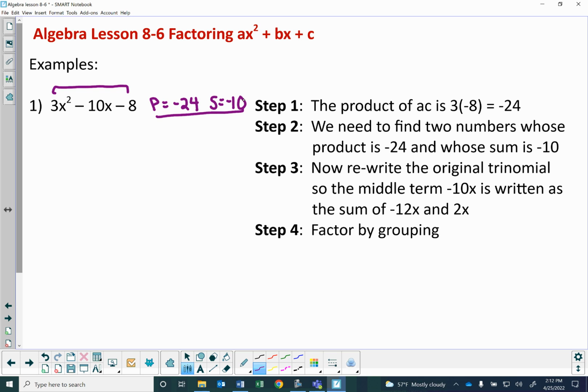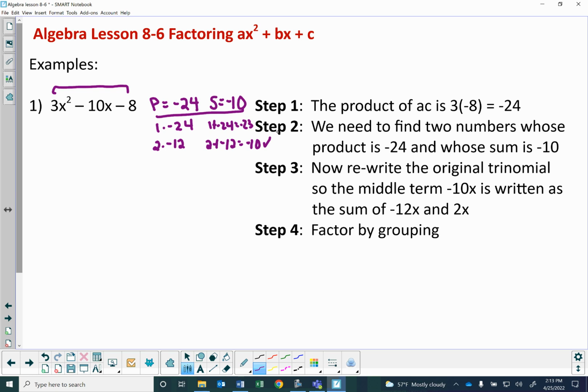So the larger factor has got to be the negative factor since the sum is negative. So I might say, okay, how about 1 times negative 24? That's 1 plus negative 24, that's negative 23. That won't work. How about 2 times negative 12? 2 plus negative 12 is equal to negative 10. That works. So I now know I need to use 2 and negative 12.